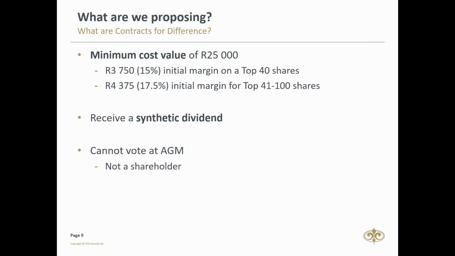Simple calculation there is if you're buying a 100 Rand share, we want 15 Rand margin. So the minimum exposure we want you to take is 25,000 Rands worth of exposure, and that margin would then equate to 3,750 Rand on the top 40 and 4,300 Rand on share 41 to 100.